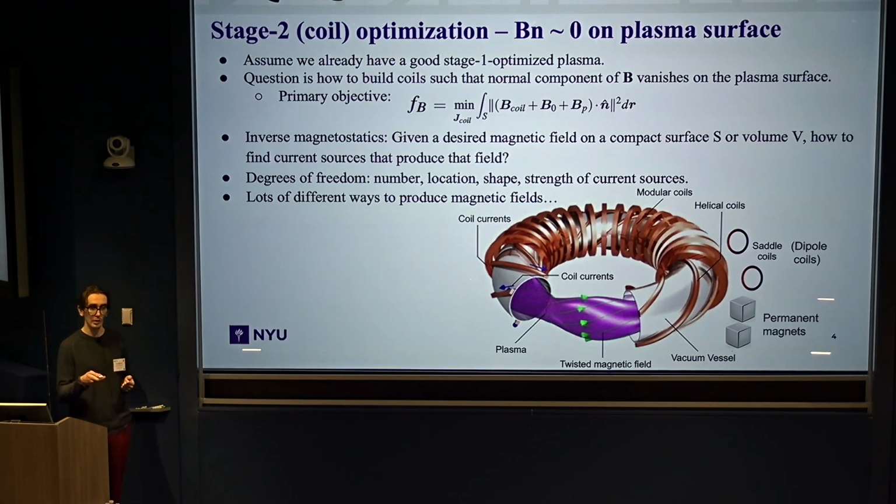So here I've shown there's a wide array of different types of coils you might consider for this, including these modular coils, which interlink with the plasma a single time, typically. These helical coils, which helically wind around the plasma and can interlink multiple times. And then these saddle dipole coils, which have no topological interlink with the plasma. And if you're at reactor scale, these dipole coils are roughly equivalent to putting permanent magnets. These permanent magnets roughly produce dipolar fields.